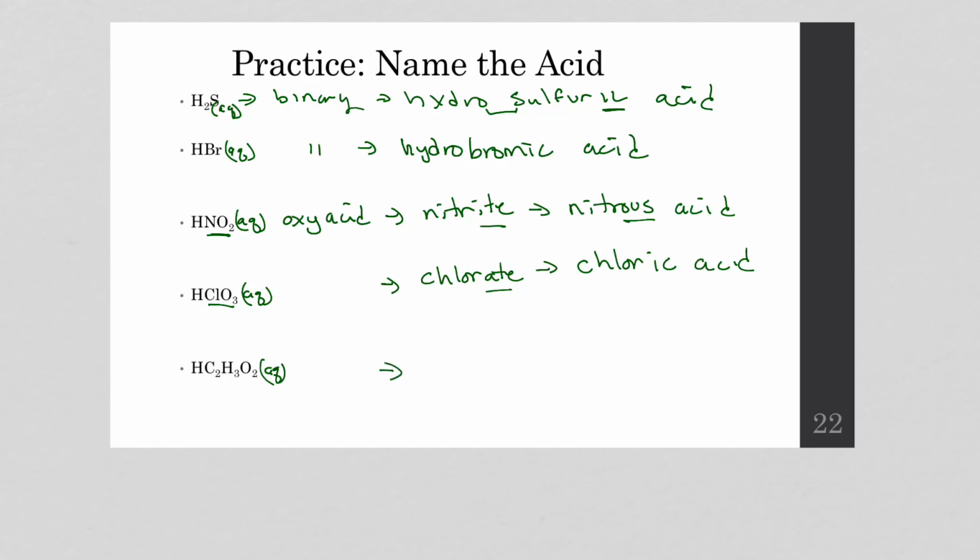And lastly here, we again have another oxyacid. We see the oxygen here. So that is the acetate ion. So it's an ATE, so it's going to end in IC, so it becomes acetic acid.